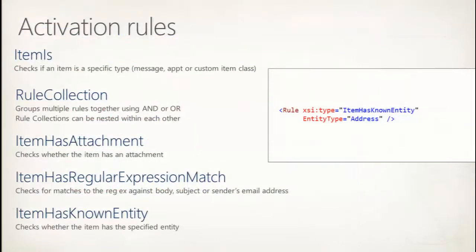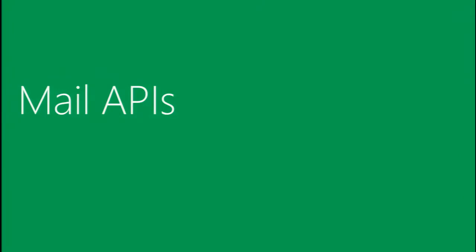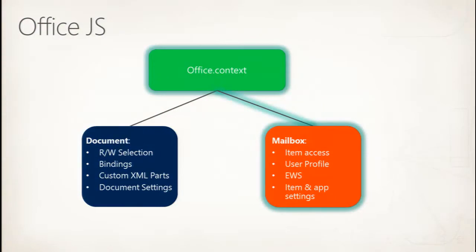So let's take a look at the mail APIs. Now, for those of you who've seen the task pane and content app presentation yesterday, you would have seen that the task pane APIs and content apps utilize the document APIs in the Office JavaScript branch. Mail apps in version 1 only implement the mailbox branch of Office.js. So although we do support the same set of APIs, the same general framework, in version 1, mail apps only support the mailbox version. And mailbox gives access to item properties, user profile, Exchange Web Services, and a number of other properties and method calls.